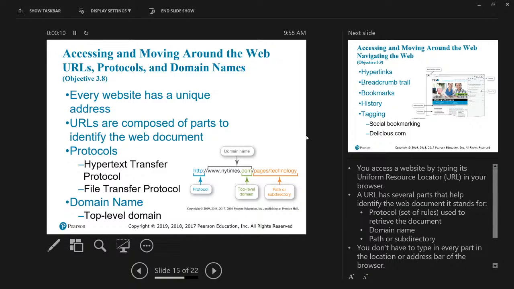Most of the time, we're going to be using HTTP, HTTPS. There are other protocols, like maybe you've had FTP, but the bulk of the time, you're going to be using one of those two.